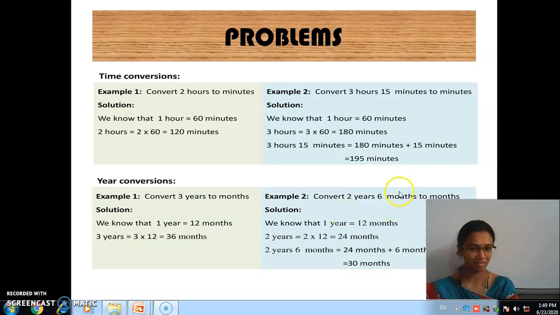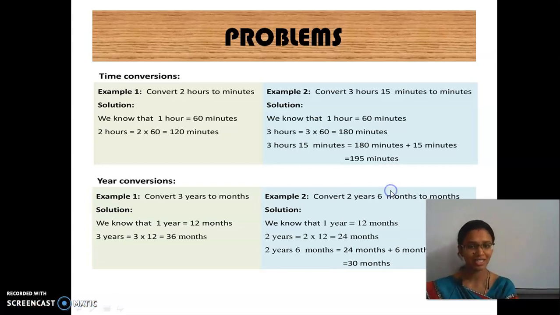So 6 months is already given in months only. We need to convert this 2 years and then add the two. So 1 year is equal to 12 months. So 2 into 12 you will be getting 24. 24 plus 6 you will be getting 30 months. Okay, is this clear? Shall we move to the next?